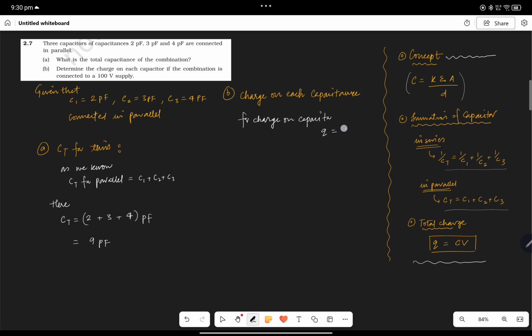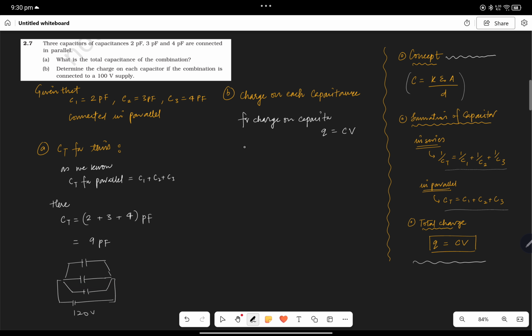And for the charges on the capacitors, the formula for charge on a capacitor is Q is equal to capacitance into the voltage across it, right? So here if you see the diagram, you can see that the capacitors are arranged this way. Here a capacitor, here a capacitor, and here a capacitor. They are in parallel and connected to a supply, right? So the voltage across each capacitor is going to be the same, right?